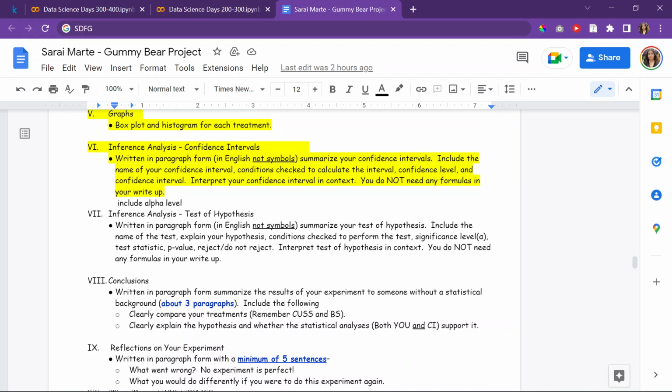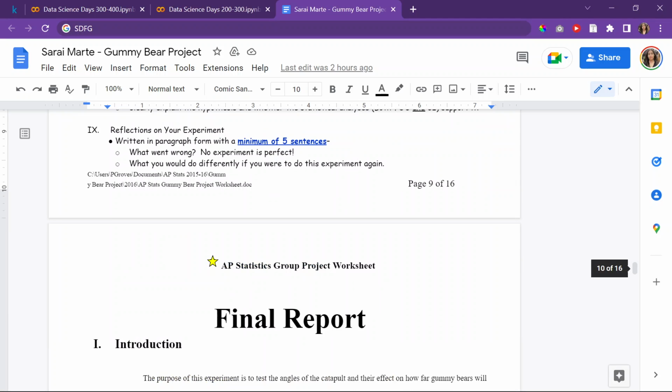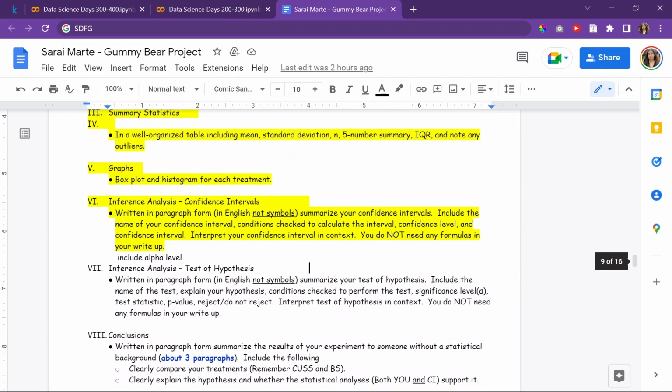Today is June 4th, 2022. It is a Saturday, and today in my gummy bear project, I'm up to the inference analysis section, the test of hypotheses. So what I'm going to be doing is performing a hypotheses test on my data.